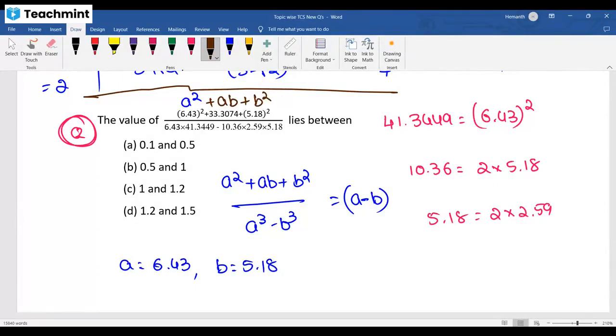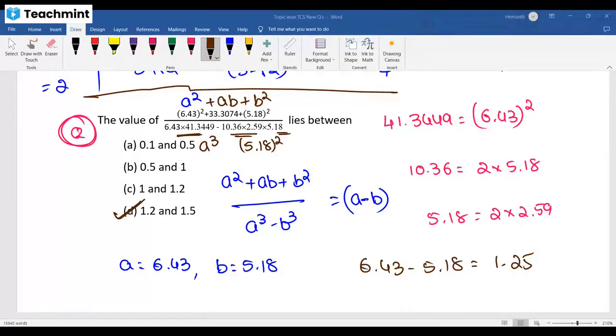In the denominator, I already said 41.3449 is 6.43 whole square, that will become a cube. This is 2.59, but here this is 5.18 into 2. The 2 given here, this 2 becomes 5.18 whole square. Here 5.18 is there, so this is altogether b cube. So we got a minus b, 6.43 minus 5.18, which is 1.25. They are asking exactly in which bit it lies between what.